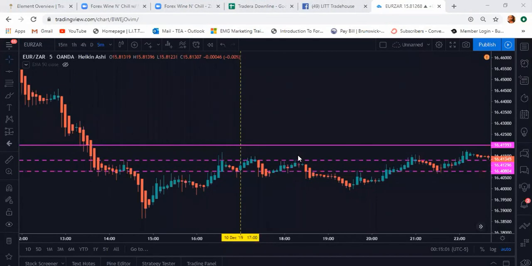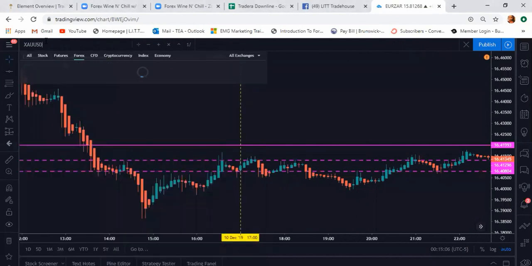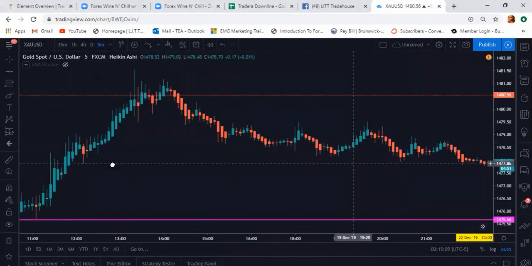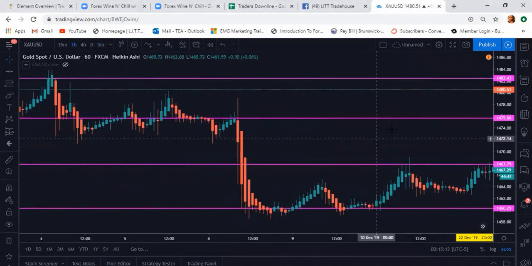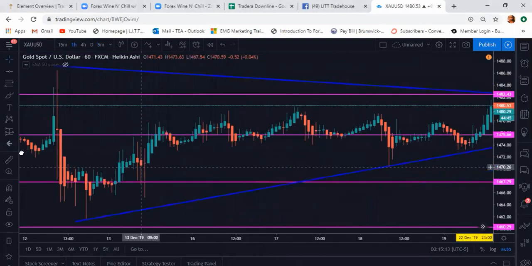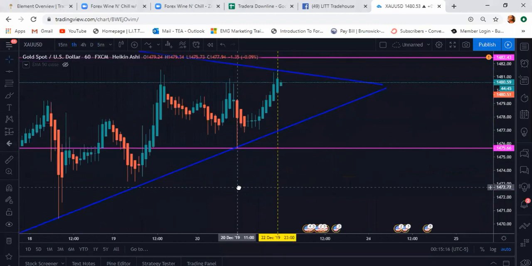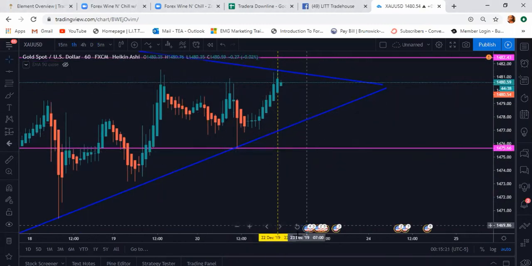Gold is dropping right now. I ain't worried about that. She's got to break up or she's got to break out. I got to see something happen outside of these trend lines for me to even touch it.